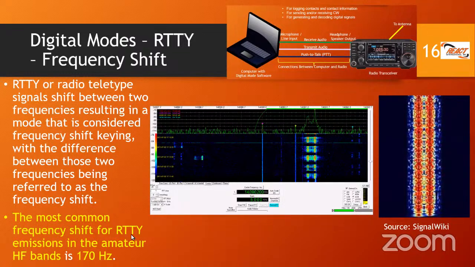The most common frequency shift for a RTTY, or radio teletype, emission in the amateur HF band is 170 hertz. So remember, RTTY, one of the digital modes, uses frequency shift keying. It can also do audio frequency shift keying, which we'll come to in a little bit. But essentially, the radio is transmitting between these two frequencies, right? And that is how the signal is sent and received, encoded on that frequency shifting. The pattern of the frequency shifts is what sends the various characters, letters, numbers, and so on, right? That's how the communication works in digital mode. And we just need to know for the exam that these two frequencies, the mark frequency and the space frequency, are separated by 170 hertz, 170. We'll come to a slide where we'll show where that is configured.